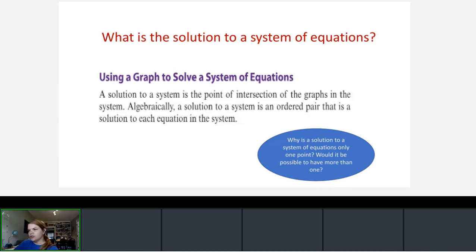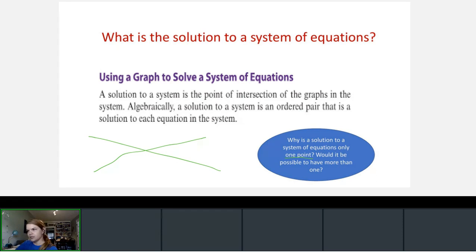So why is a solution to a system of equations only one point? Well, if we think about it, we're graphing linear equations, which means they are straight lines. So in order for me to have 2 lines that intersect, they're only going to intersect one time. If they intersected again, they would curve or be like a quadratic. So there's only one point or one solution because they are linear equations.